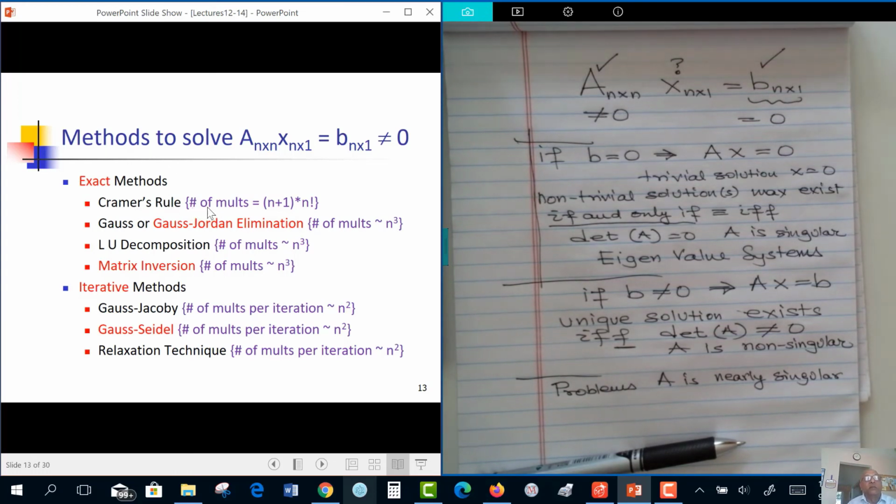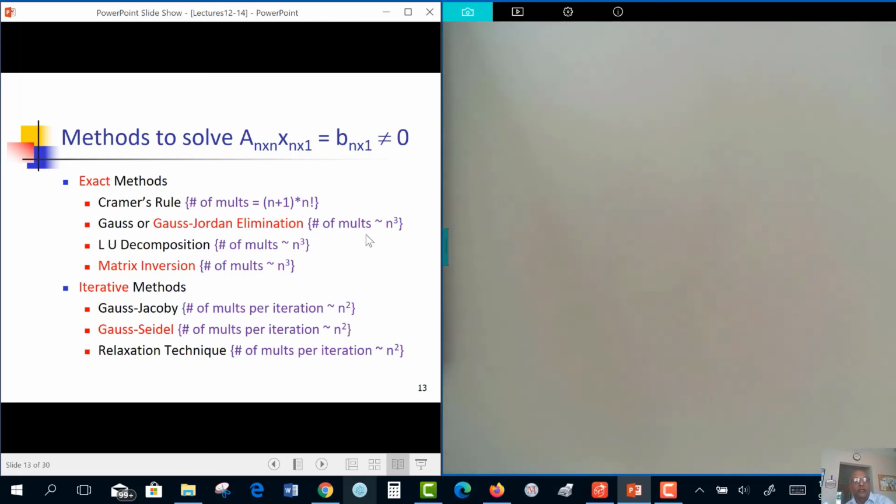Of course, there's a problem. Number of multiplications is proportional to this factorial number, which becomes huge when n is large. That's why Cramer's rule we use for n is equal to 2 only. Even for n is equal to 3, 4 or beyond, it really becomes very expensive. So we use one of these direct methods. These direct methods have number of multiplications proportional to about n cube. We usually don't worry about the factor up front. Usually it is like 1/3 or 1/4 or something like that. It all depends on programming style.